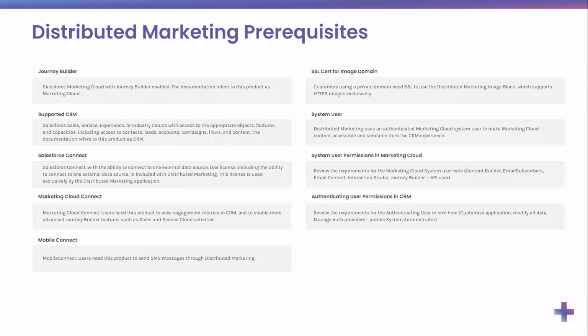All right, diving into the prerequisites. First and foremost, you will need Marketing Cloud with Journey Builder enabled. In addition, you will need a supported CRM with access to the appropriate objects and features. And I will reiterate, that can be Sales Cloud, Service, Experience, or other community clouds. Salesforce Connect does come with distributed marketing, and that one license that comes for Salesforce Connect is used exclusively by the distributed marketing application. So when you do acquire distributed marketing, Salesforce Connect is provisioned for you as well.